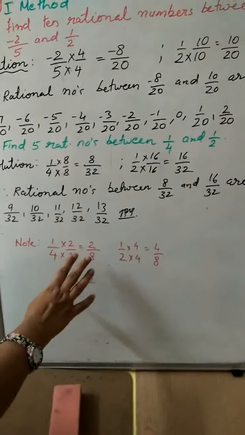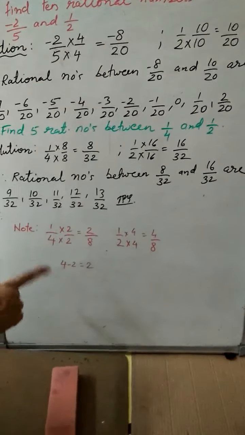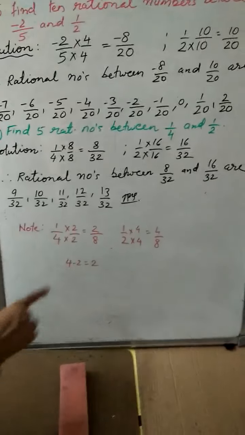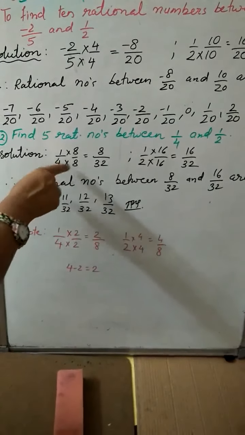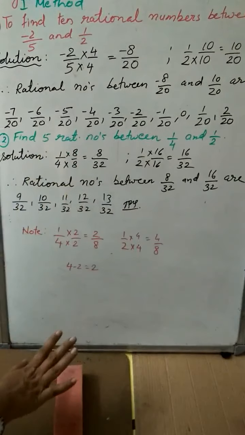Otherwise, one more method is there which I am going to tell you, but you will not be able to write that easily. We are supposed to multiply by 100 over 100 also.